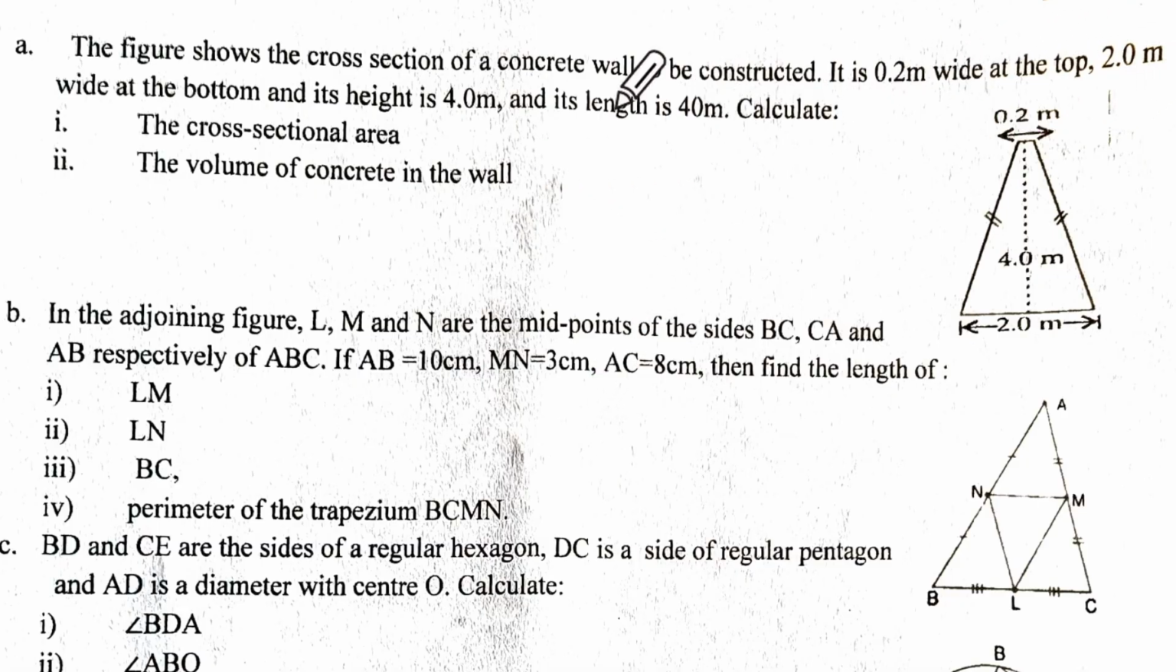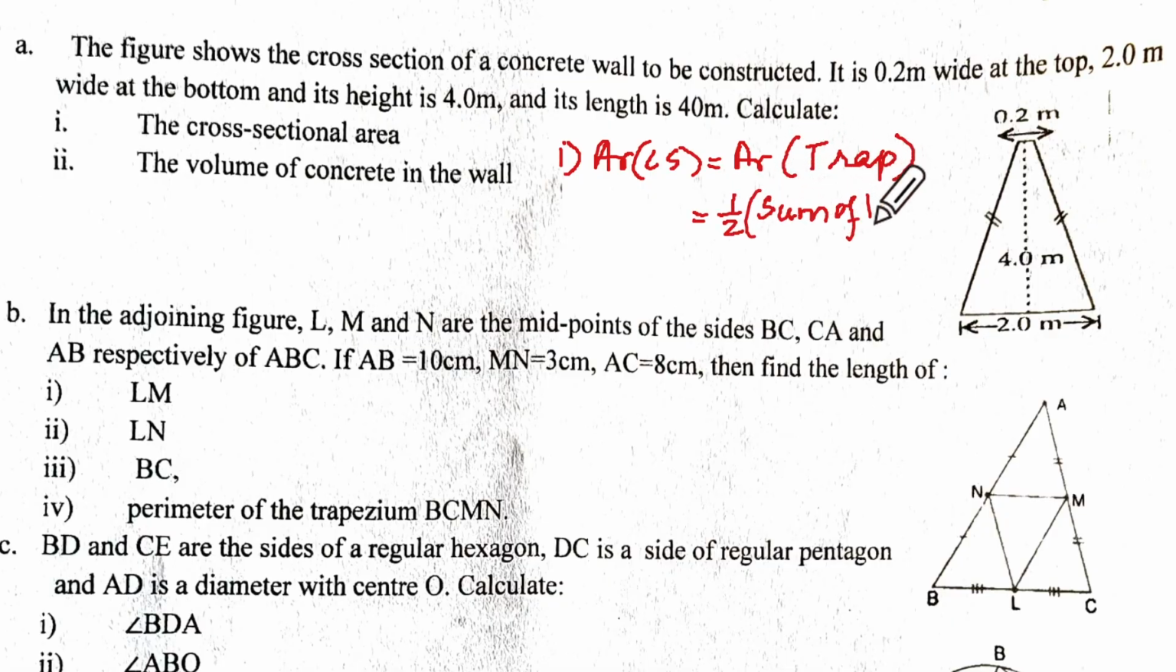Now some of the questions you should be able to handle on your own. Cross section of the concrete wall to be constructed. This is 2.2 meter wide at the top, and this. So can you see the cross section is a trapezium? They are saying the total cross sectional area. What will be the cross section? Area of cross section will be equal to area of trapezium. Do you remember the trapezium formula? It is half into the sum of parallel sides into height.